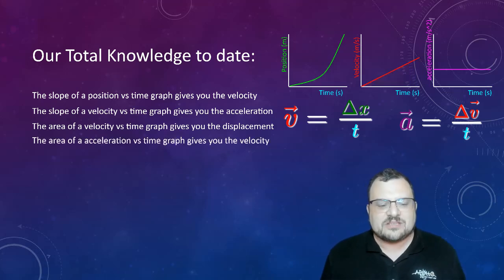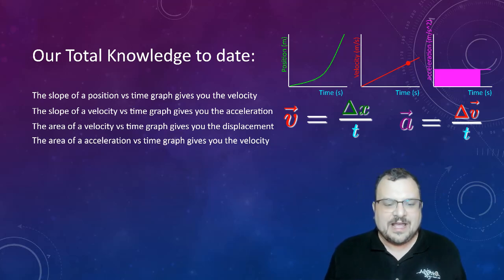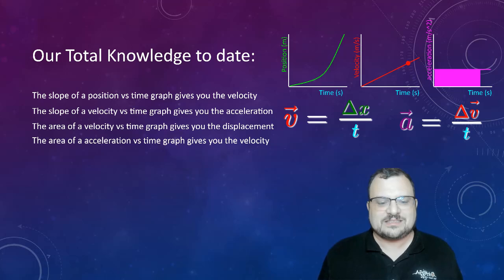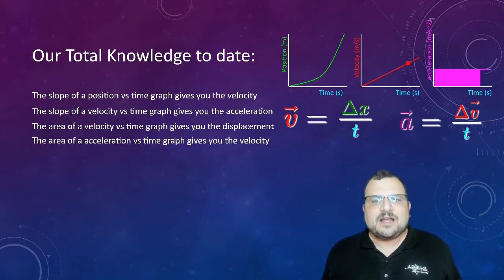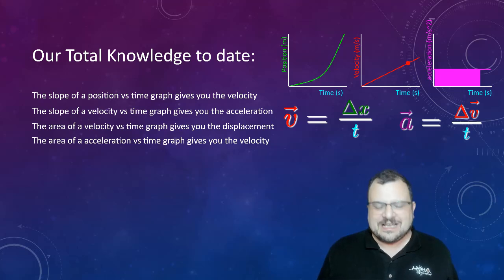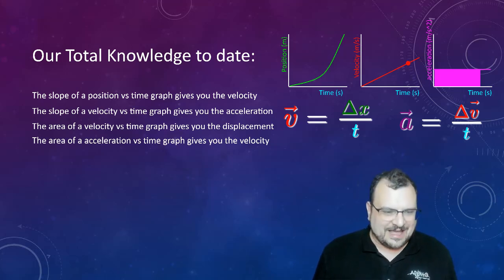The same thing is true with the acceleration graph. If we were to take the area underneath that acceleration graph, like what I've got highlighted here, that's going to give us the change in velocity, and since we started out with a velocity of 0, it is going to give us what our velocity is. Keep in mind that you can have negative areas if you are going underneath that x-axis.